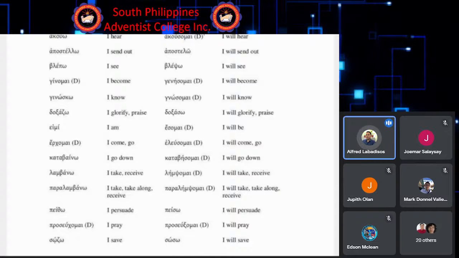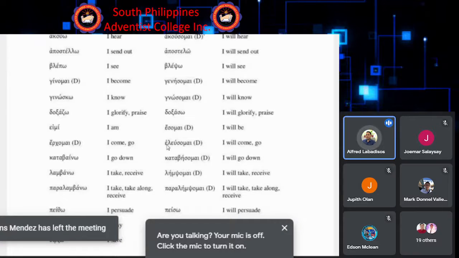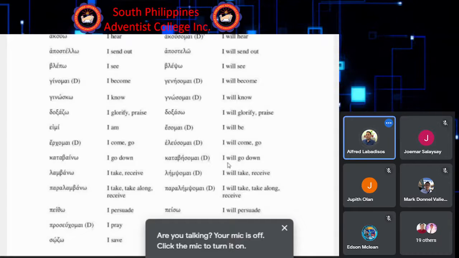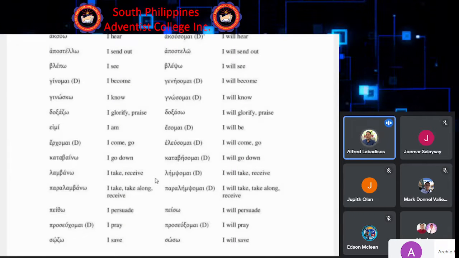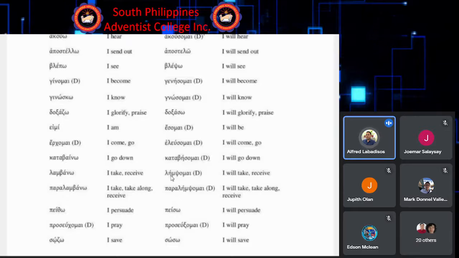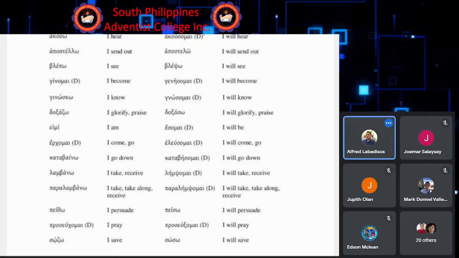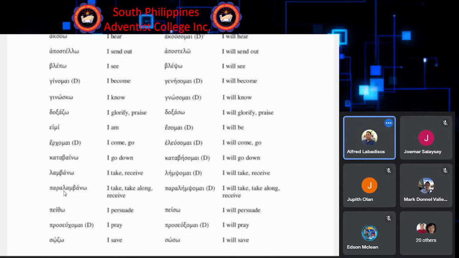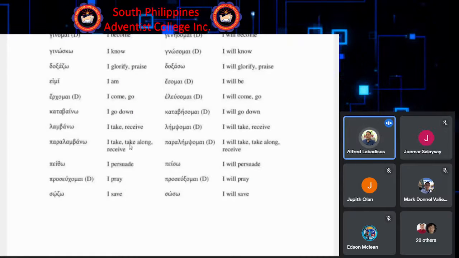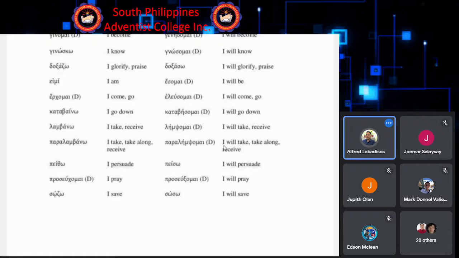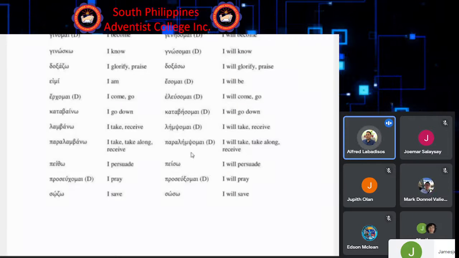Then we have katabaino, I go down. For the future, we have katabesomai, I will go down. We have lambano, I take or receive. Then we have the future form, lempsomai, I will take or I will receive. Then we have paralambano, I take along or I receive. Then for the future we have paralempsomai, I will take along, I will receive.